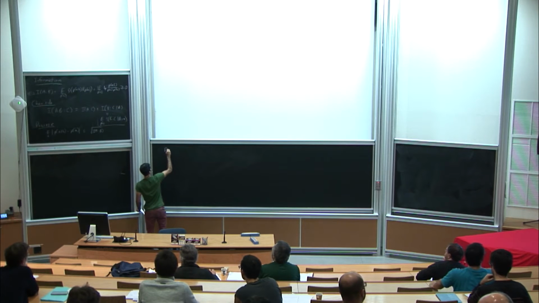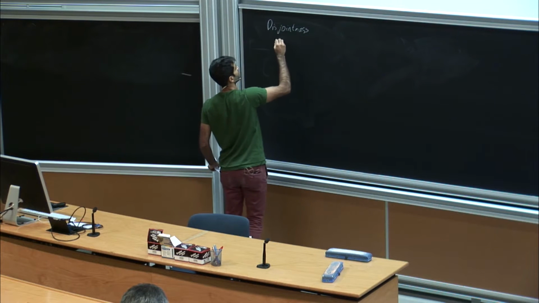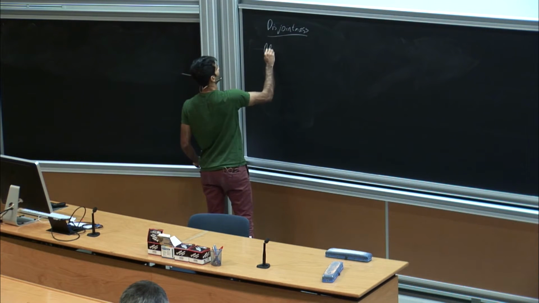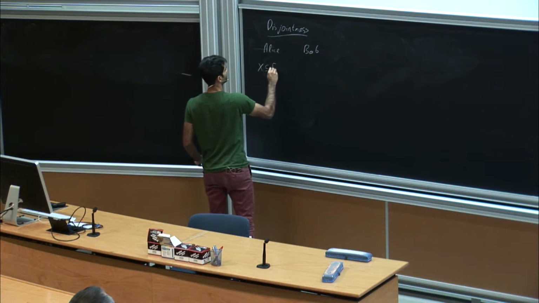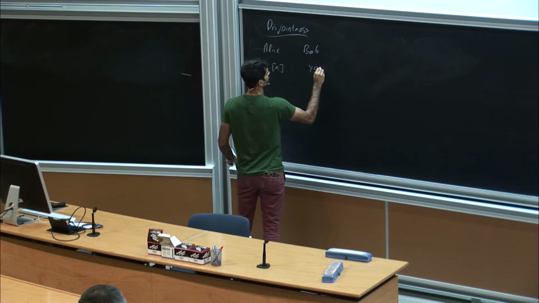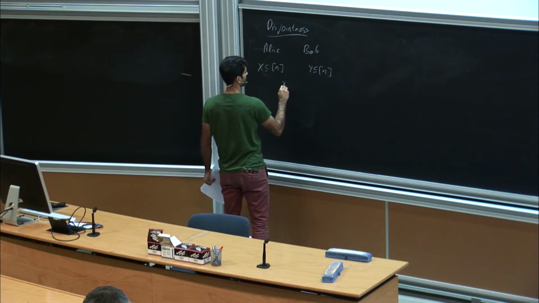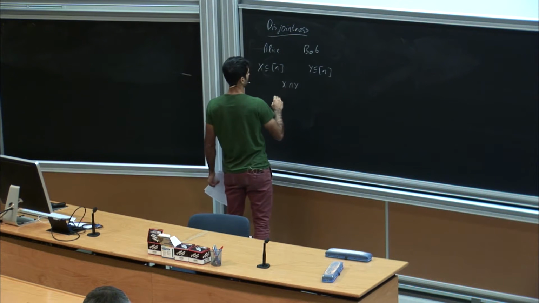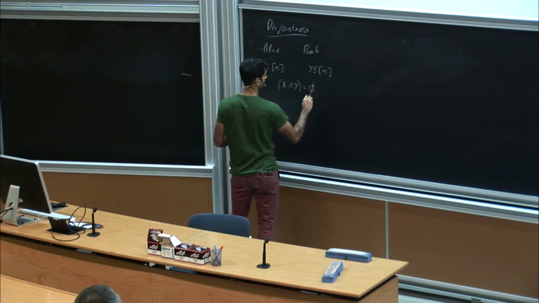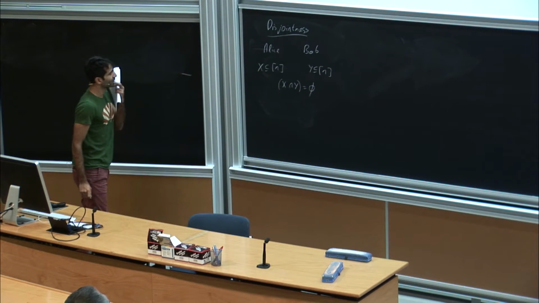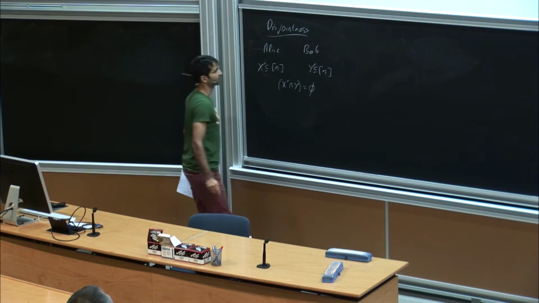So in disjointness, Alice has a subset, and Bob has a subset of the universe, which has n elements, and they want to know, do these sets intersect or not? Okay, and actually I'll use these variables for the sets.